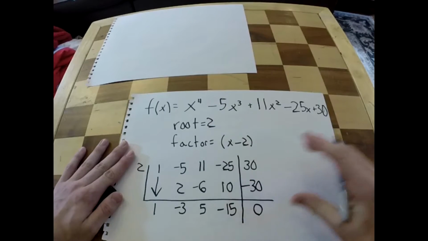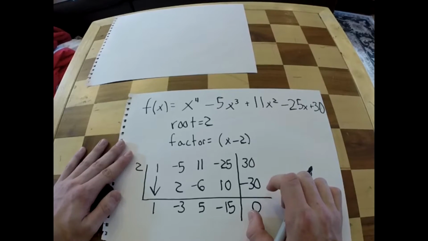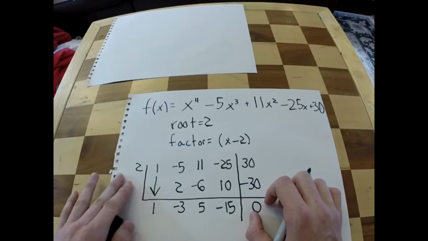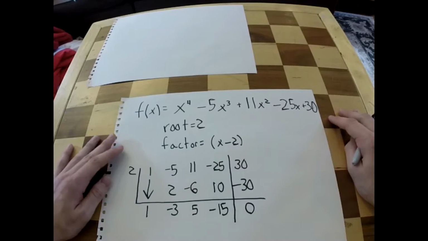Now, I'm closing this off because this is the remainder right here. If your remainder equals 0, then that means the number that you used in the top left here is actually a root of your polynomial equation. So that is very good.